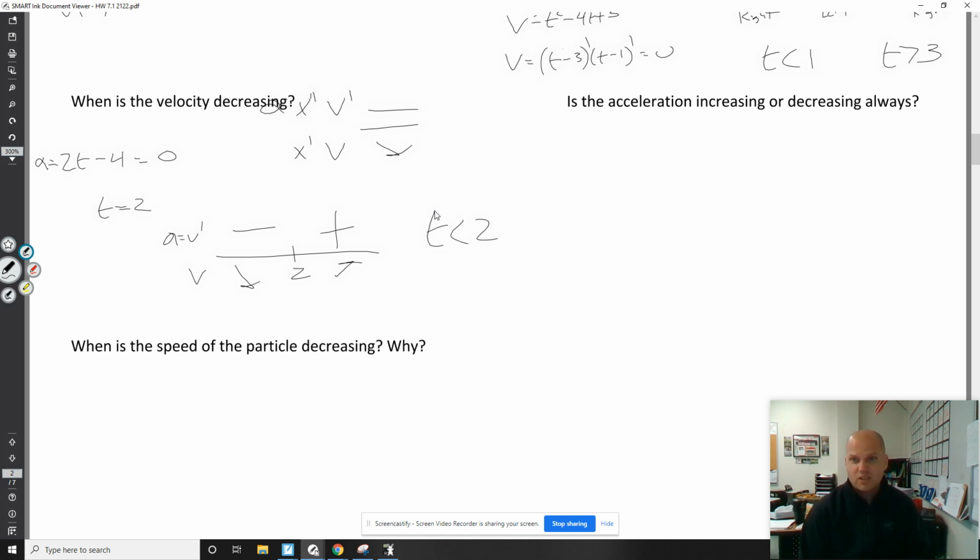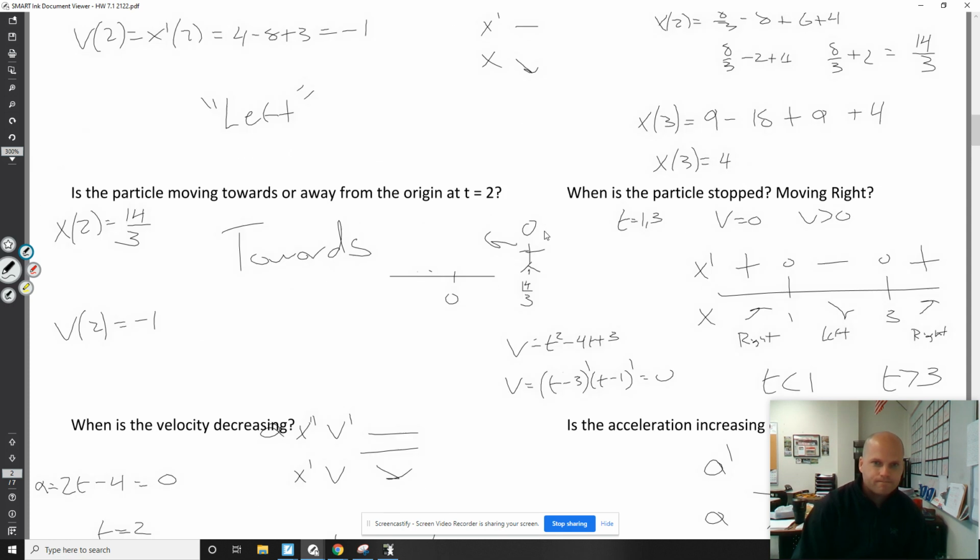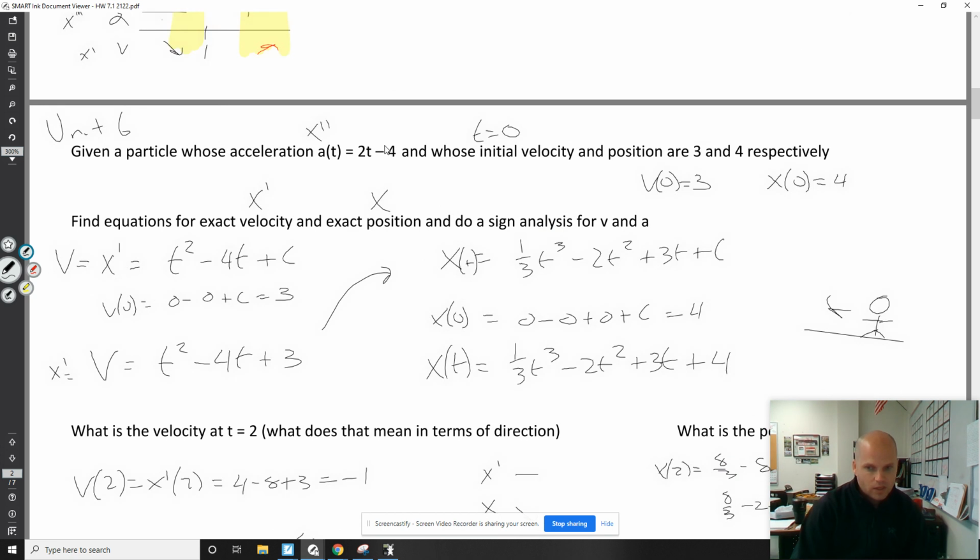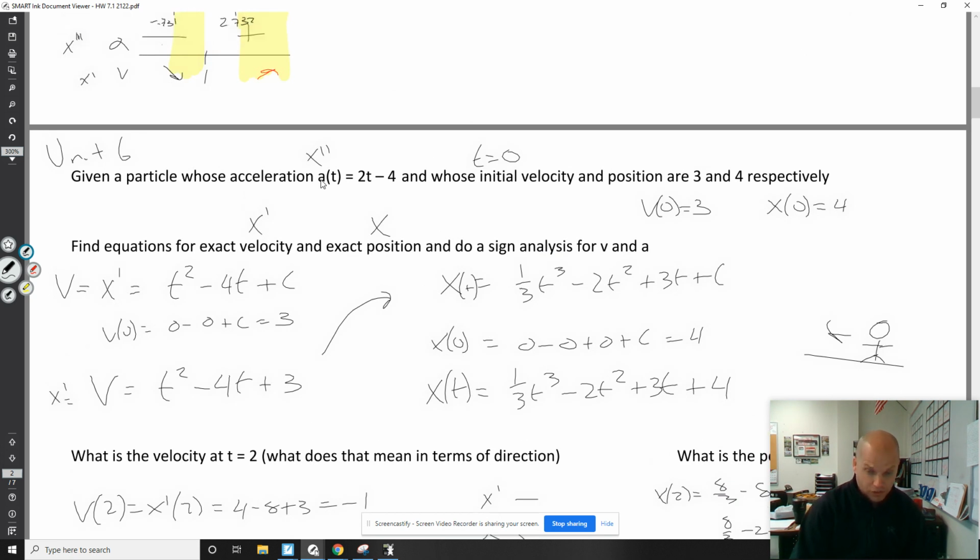Is the acceleration increasing or decreasing always? This is a great question. How could I figure that out? Well, to figure out if something's increasing or decreasing, you look at its derivative. Guess what? We can look at A prime. It's the slopes of A. What's A prime? It's not V, it's A prime. You take the derivative of A.